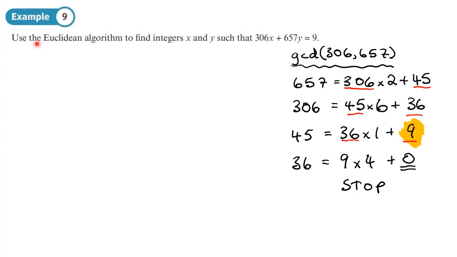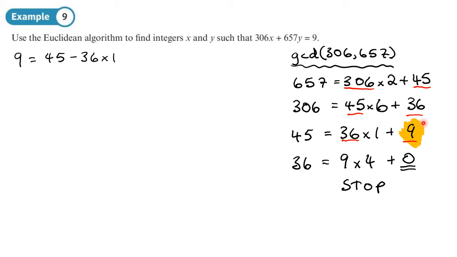Okay, so this question says to use the Euclidean algorithm to find integers x and y such that the multiples of these numbers is equal to the greatest common divisor. Now we've already done that in a previous example, so I've just pasted my working in here because we're going to be using this to find the values of x and y. So remember, we start at the line of the working where we've got our greatest common divisor, and we're going to write 9 equals 45 minus 36 times 1.